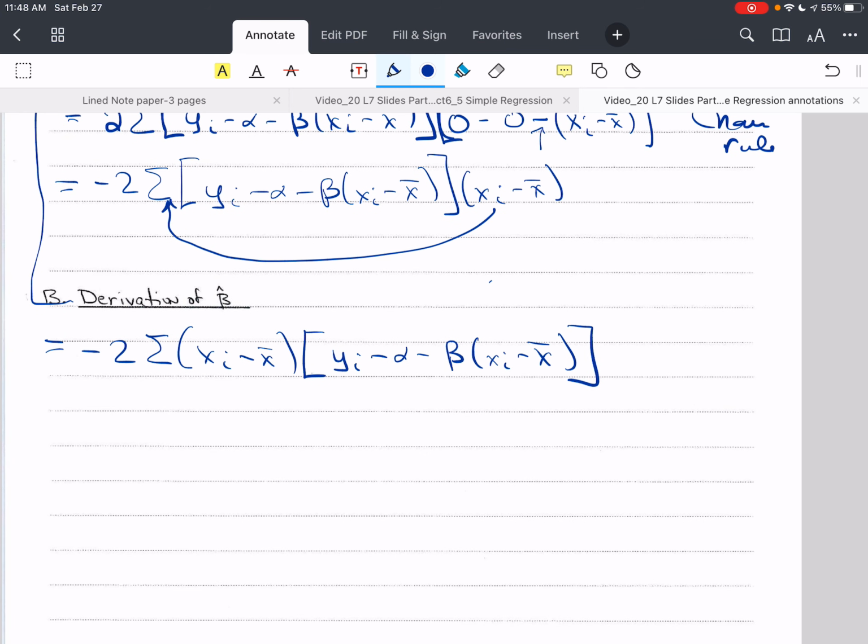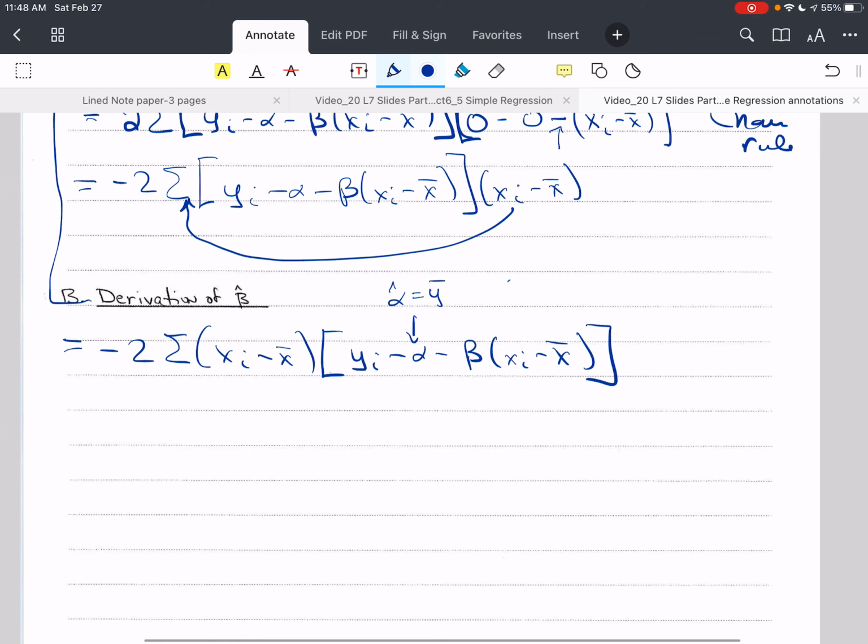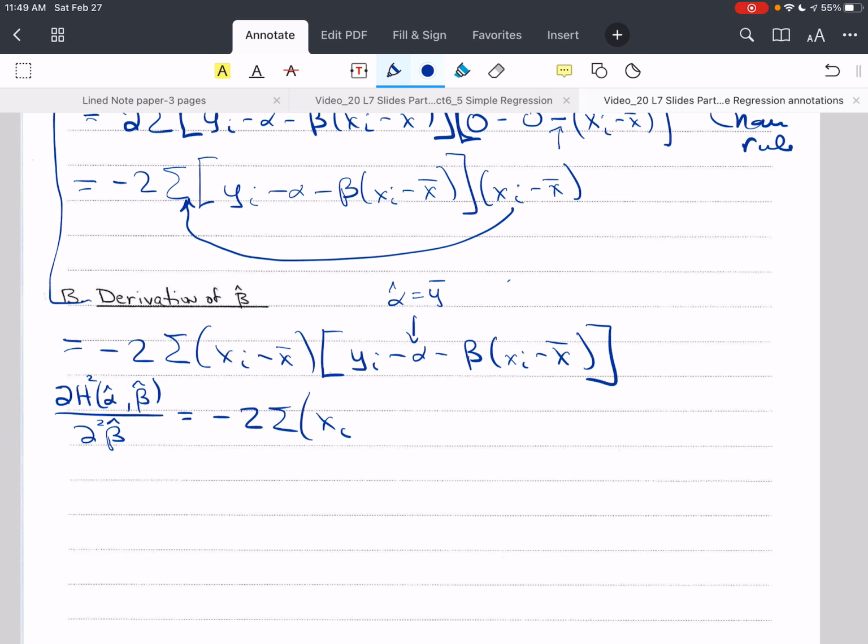And now I'm going to substitute in alpha hat equals y bar. So to not be confusing, I'm now going to say the partial of H of alpha hat, beta hat with respect to beta squared hat is going to equal negative 2 sum of xi minus x bar quantity yi minus alpha hat, which is y bar, minus beta hat xi minus x bar. Okay? And I want to set that equal to 0.